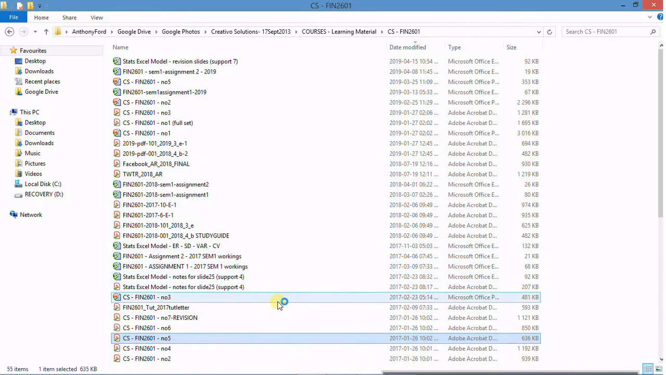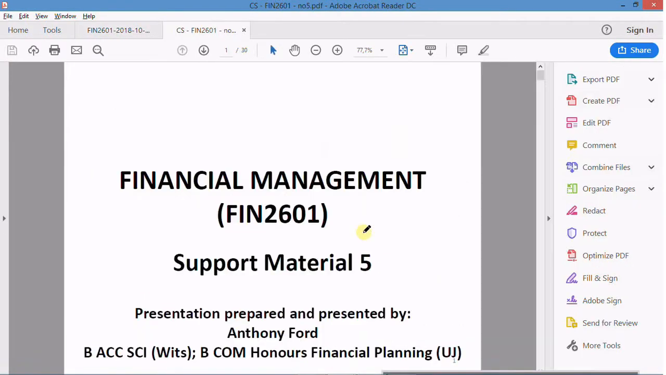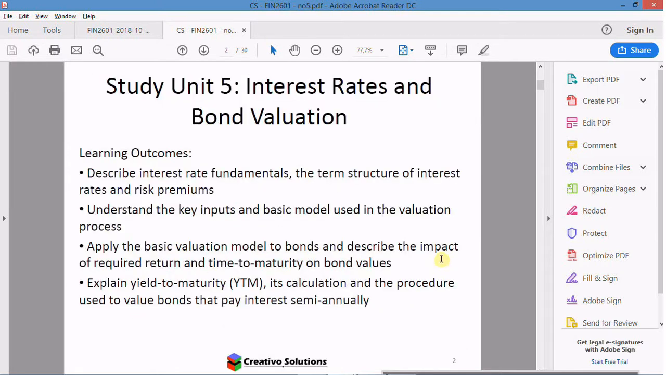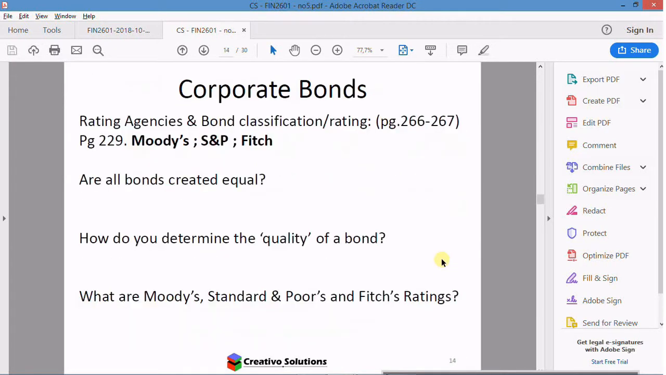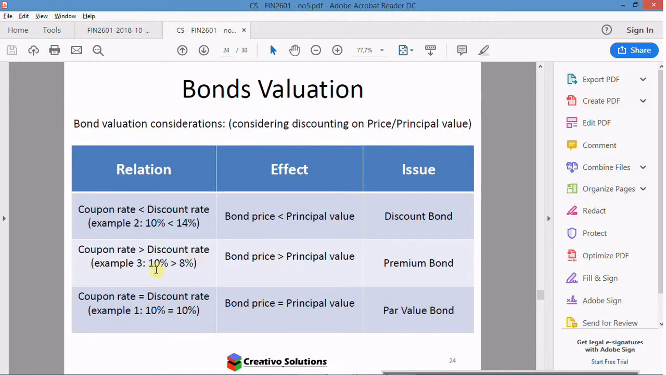Okay, so remember we had a table with par value: if coupon was more than yield, then it was a premium bond. Okay, I want to show that to you. There. See? If coupon is more than the discount rate, it's premium. That's what we just said. If the coupon is less than the discount rate, then it's discount. If it's equal, par value. So coupon equals the discount rate.